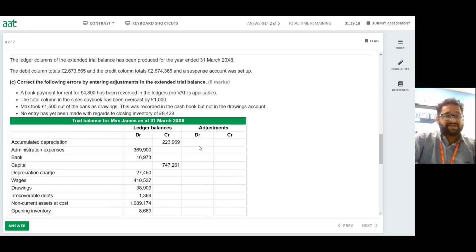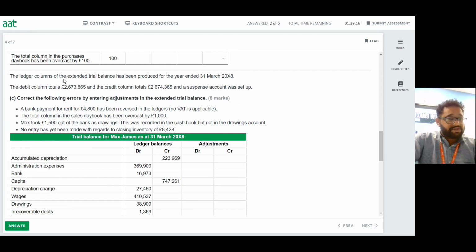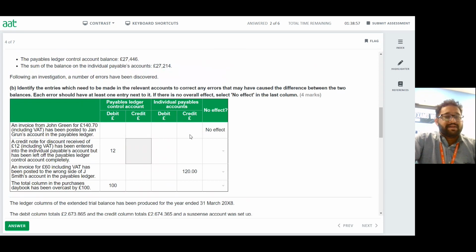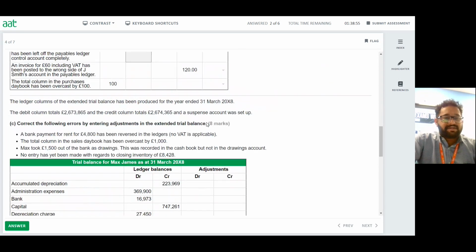Okay, so let's have a look at the next one. The ledger columns of the extended trial balance have been produced here. The debit column is 2,763,865. The credit column says £2,674,365, and a suspense account was set up. So here the suspense account was set up on the debit side because the credit side is higher than the debit side. The following errors have been found, so correct those errors.